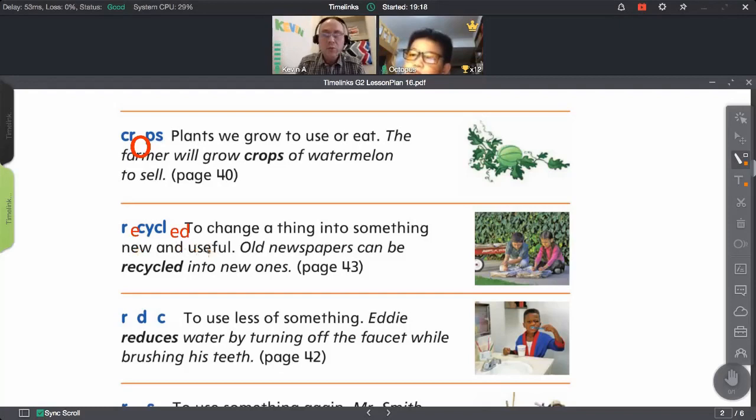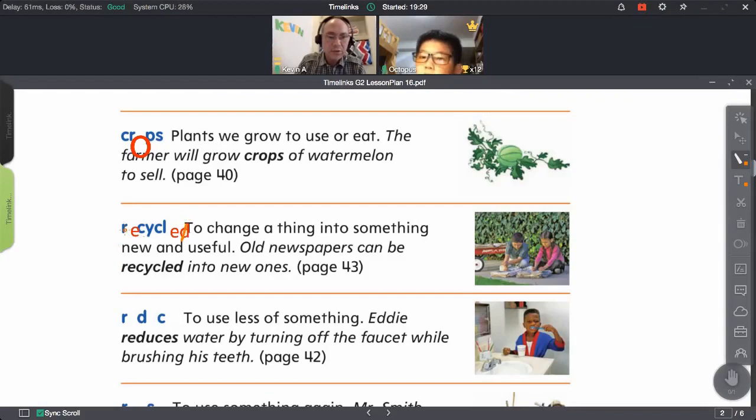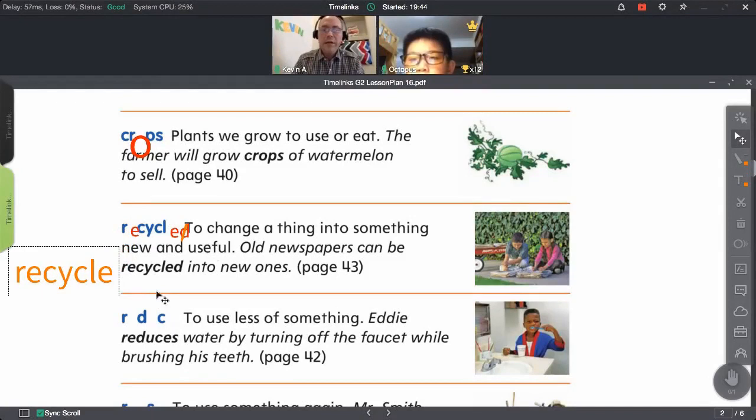So recycled is to do it in the past. If you only want to recycle, just say recycle, you don't need the D. Recycle, just like that. Okay, recycle. Here, I'll type it for you again so you can see what I mean. Recycle. You see, without the D. Okay. And that means to change something into something new and useful. Recycle. Next one. What letters are missing here in this word?